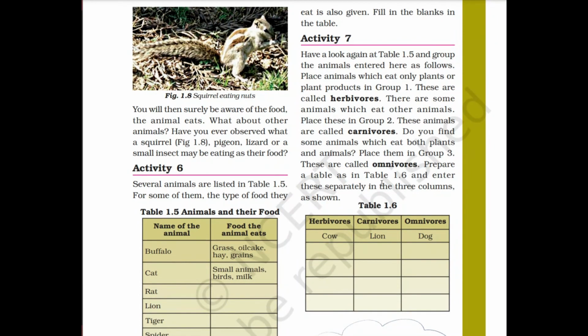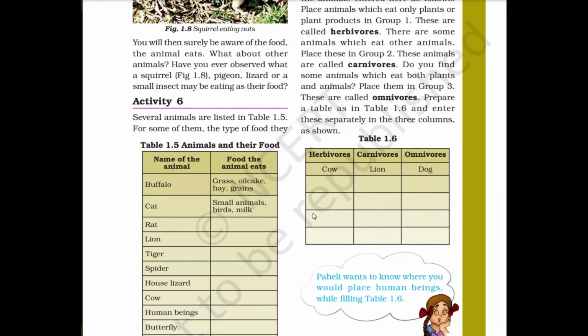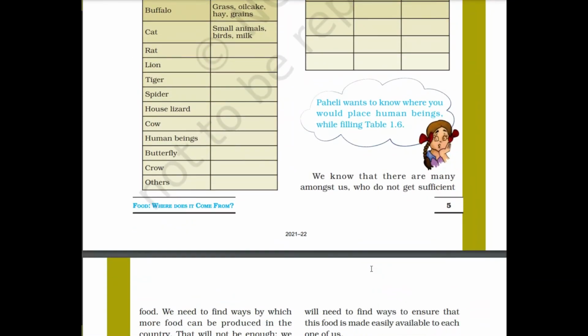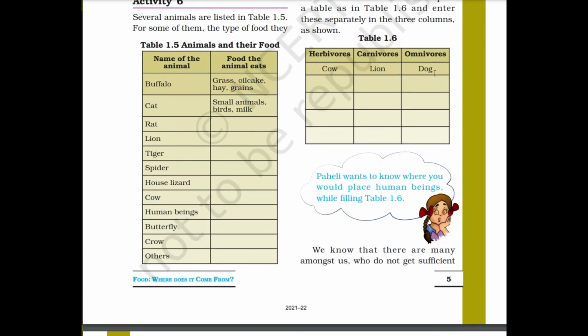Prepare a table as in 1.6 and enter the animals separately in 3 columns. So you can take this table as an example, make another table if you want, and then enter the data. You can see the different types of animals on earth. There are endless possibilities because there are many animals. I think there are millions of species of animals on earth. Bailey wants to know where you would place human beings while filling table 1.6. I think they are omnivores because we can eat both non-veg and vegetarian food.